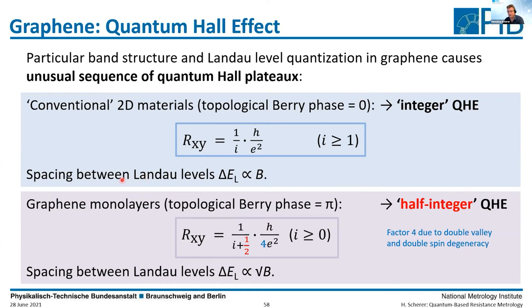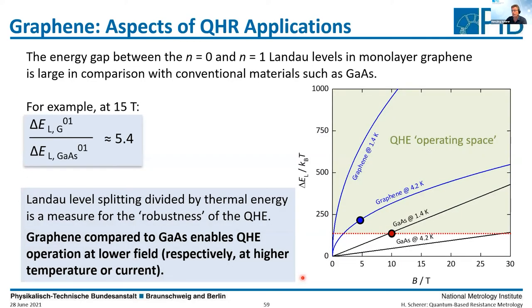Then you will see that in these conventional materials, the spacing between the Landau levels is proportional to the magnetic field. While in graphene, in the monolayers, you have a topological Berry phase of pi, and you find the so-called half-integer quantum Hall effect, represented by this formula, which shows a generally different behavior of the quantum Hall effect. And also you find in particular that the spacing between the Landau levels in graphene is proportional to the square root of B.